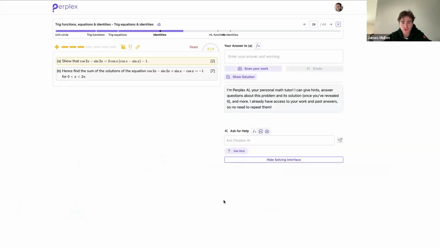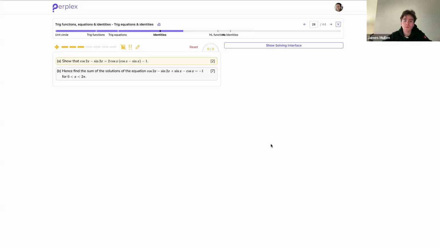Next, another similar question. First, we want to show a trig identity, and then we want to use that to solve an equation. This is a really common IB question, and I'm just going to start straight away. I'm going to expand both of these in terms of their double angle identity. So I'm going to write cos squared of x minus sin squared of x. That's for cos 2x. And then sin 2x is going to be minus 2 sin x cos of x.